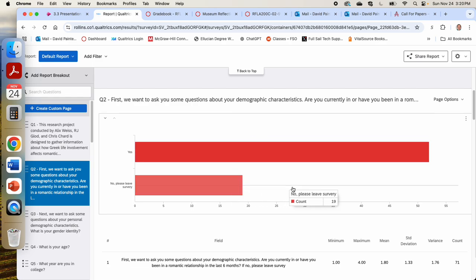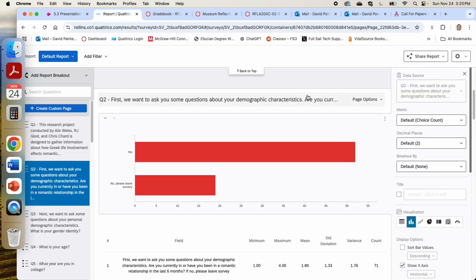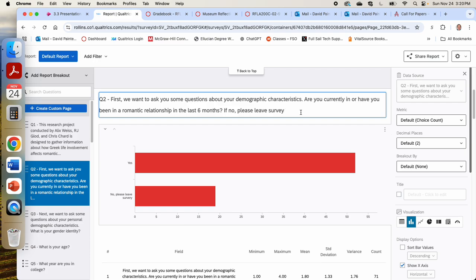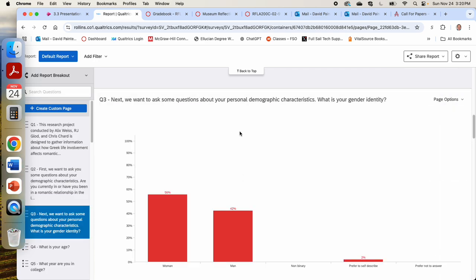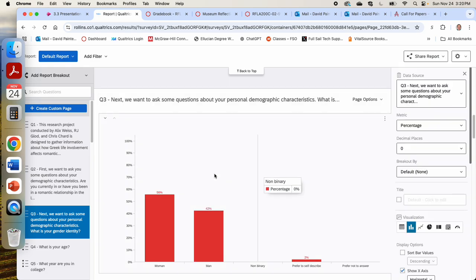So here you go. This one asks if you've been currently in or have been in a romantic relationship in the last 6 months. You can see here that 19 people said no, so they were sent out of your survey. Next, you ask about some personal demographic characteristics. Here, you ask about gender.